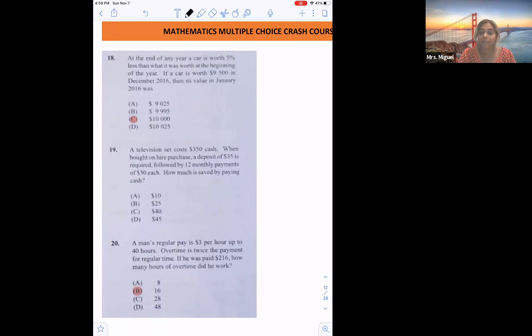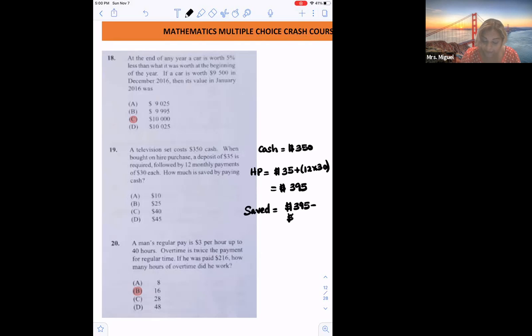A television set costs $350 for cash. So the cash price is $350. When bought on hire purchase, you have to make a deposit of $35 plus 12 monthly payments of $30. So the hire purchase price is $395. So how much is saved by paying cash? Well, it is the difference between the hire purchase price and the cash price. And we will get $45. And this is a repeat question. Let's move on.